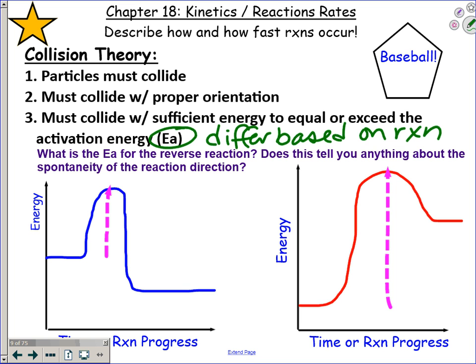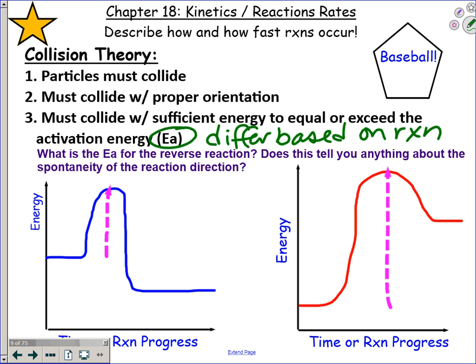What would be an example with baseball that would have sufficient energy? A home run, right? The ball would have to clear the outfield. So we'd have to have enough energy for it to go out of the field, and that would be an efficient collision.